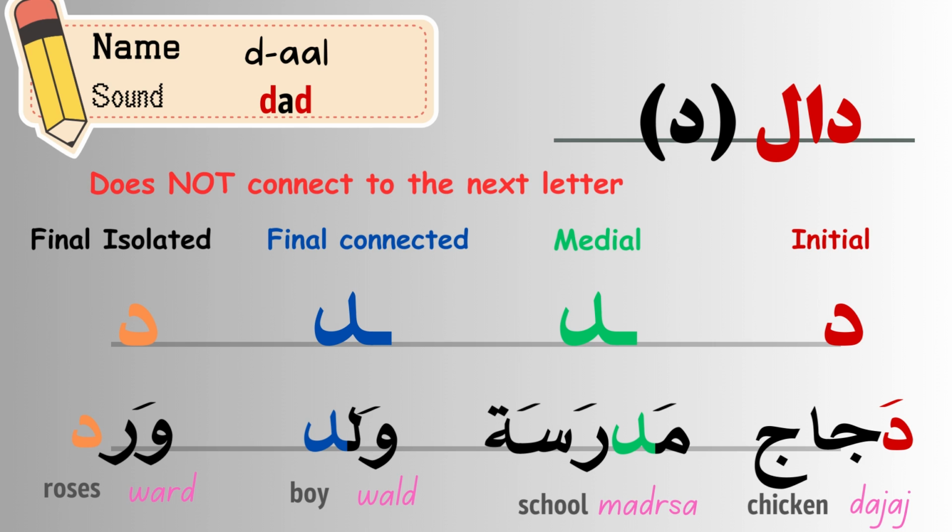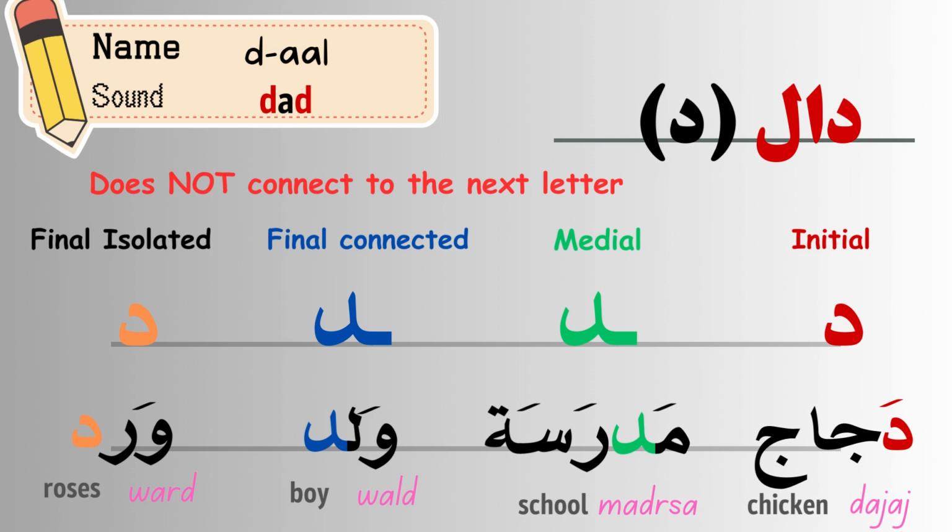Word دجاج shows the initial form of the dal. Word madrasa shows the medial form of the dal. Word walad shows the final form connected of the dal. And word ward shows the final form isolated of the dal.